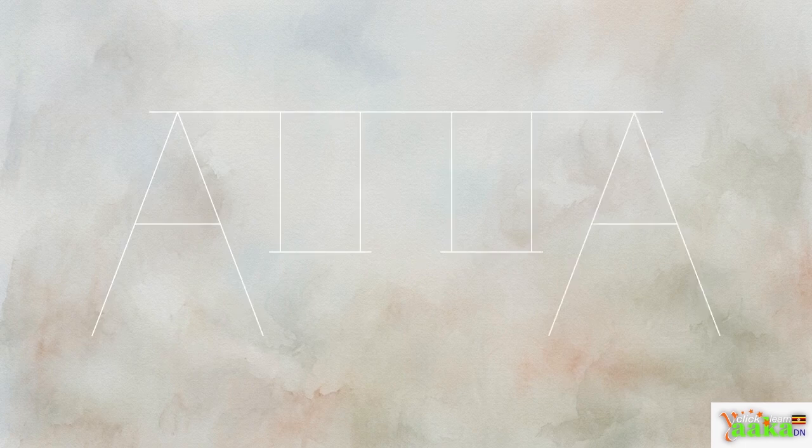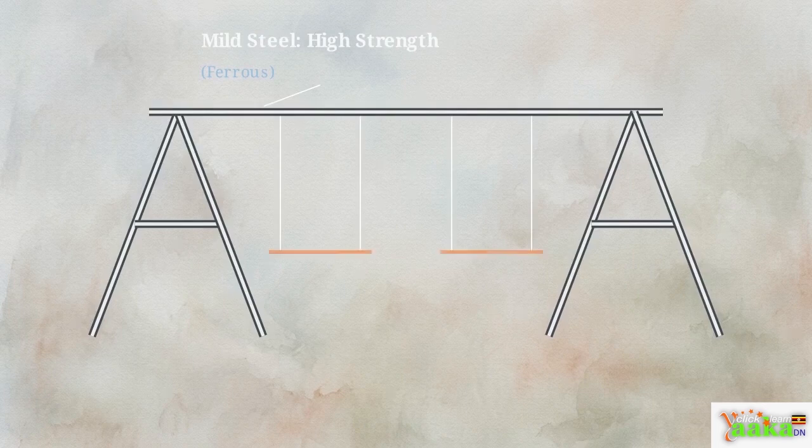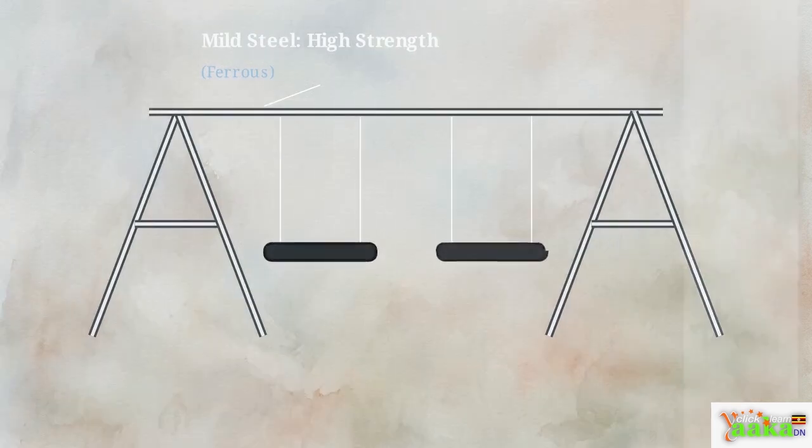Let's build a safe swing set. The frame needs to handle dynamic loads, so we choose mild steel. Its ferrous properties provide high strength. For safety, seats can't be hard steel or brittle clay. We select thick rubber for its toughness.